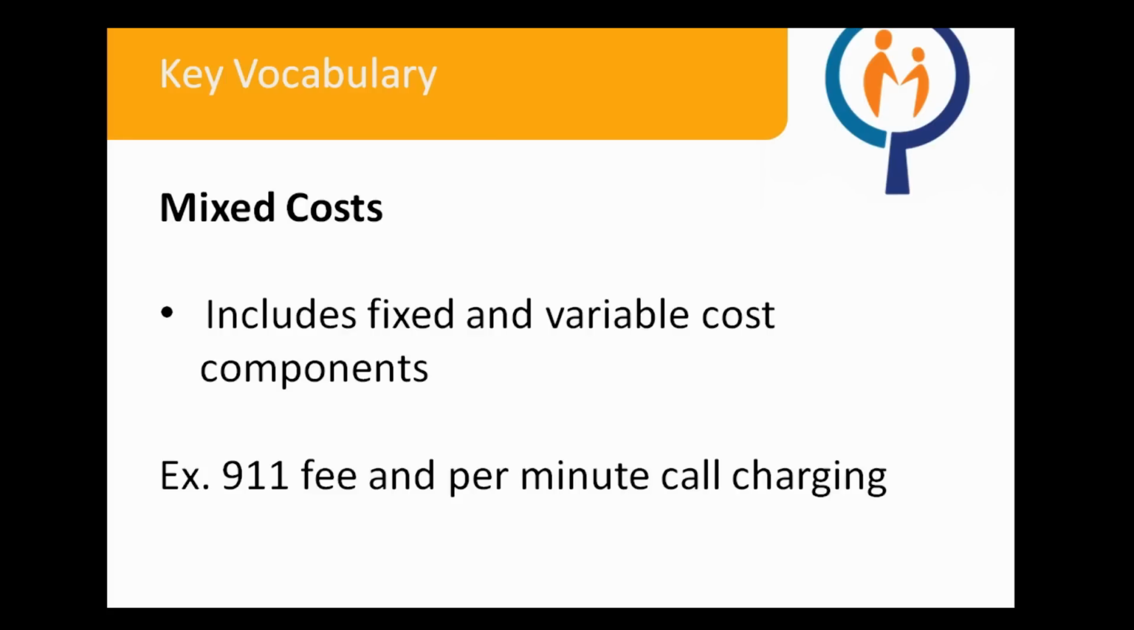A mixed cost is a cost that involves both variable and fixed portions. A good example of this relates to cell phones. If you were to pay a 911 fee every month, which is fixed in nature, as well as a per-minute charge for each minute you call on your cell phone, which is variable in nature, this would be a mixed cost, as it contains fixed and variable portions.